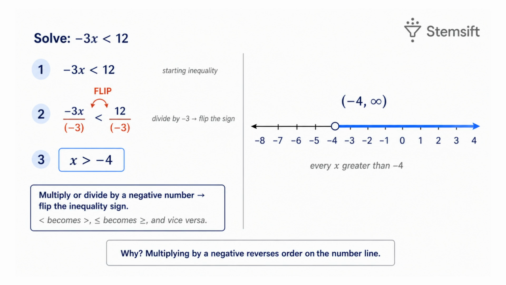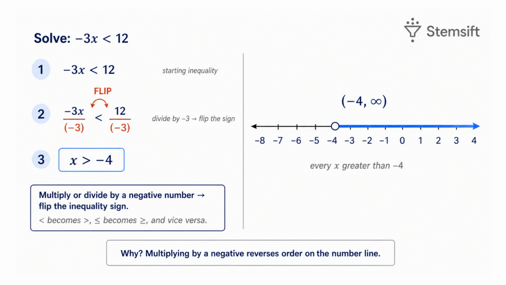Why does this happen? Think about it on the number line. Take two numbers, say 2 and 5. 5 is bigger than 2. Now multiply both by negative 1. You get negative 2 and negative 5. And now negative 5 is smaller than negative 2. The order reversed. Multiplying by a negative number flips the entire number line. What was on the right ends up on the left, and vice versa. So any inequality between them flips too.